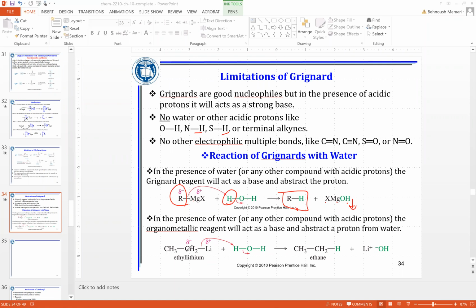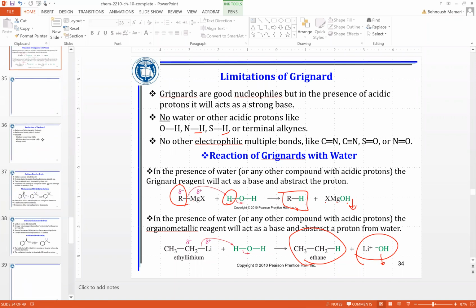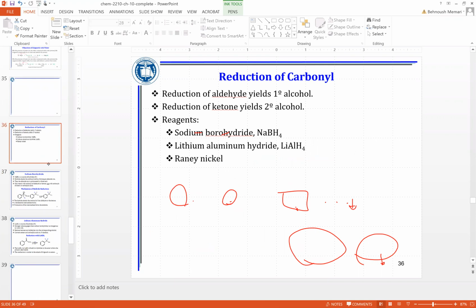Alkyl lithiums also are not stable around water because it changes to alkane and then lithium hydroxide. Here you have the magnesium gaining hydroxide, same thing here. So this is one of the limitations, and it is a major one, because you cannot make Grignard with alcohols or thiols and others. Questions?